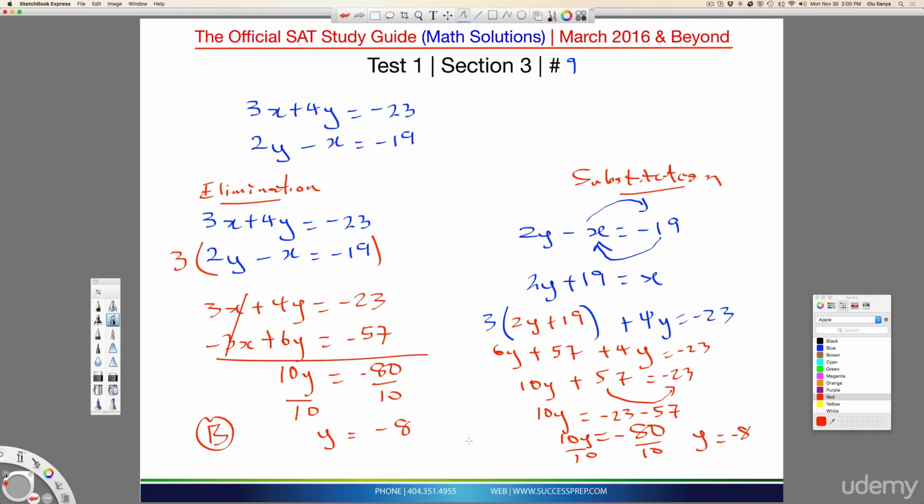So getting the same negative 8, the answer is also going to be B. So using elimination method or substitution method, you could solve this question relatively easily on the SAT.